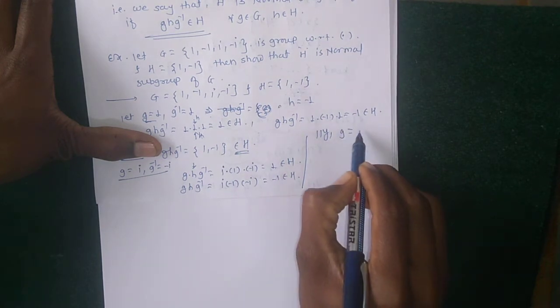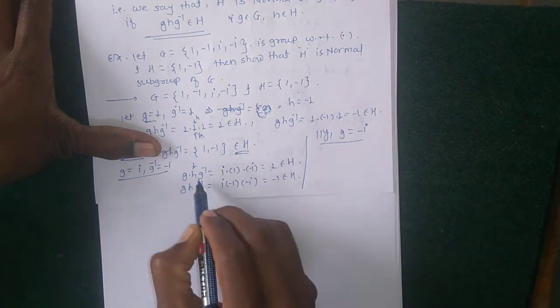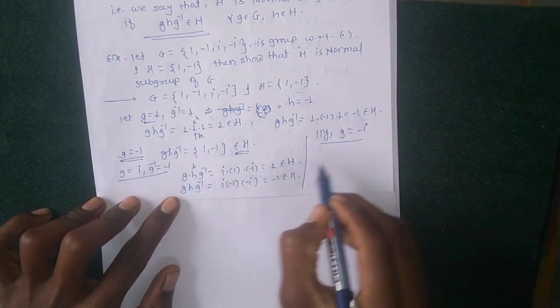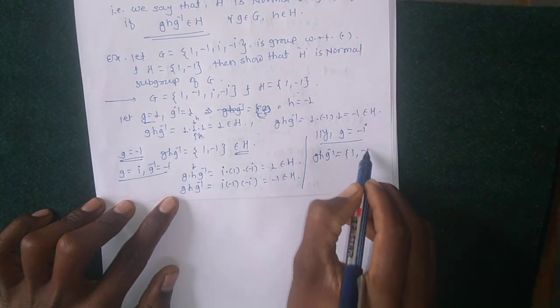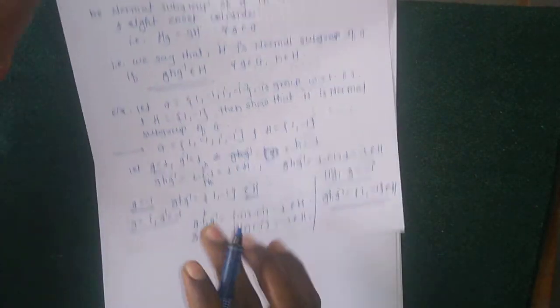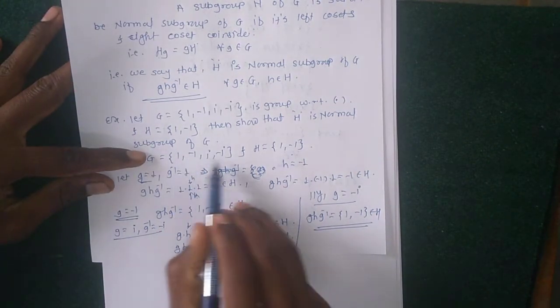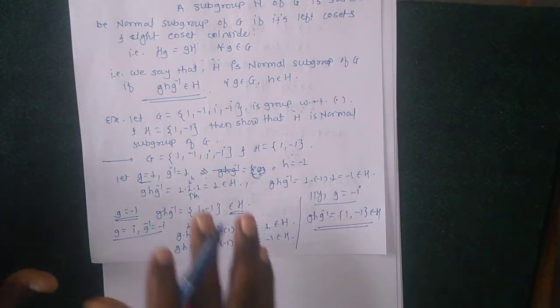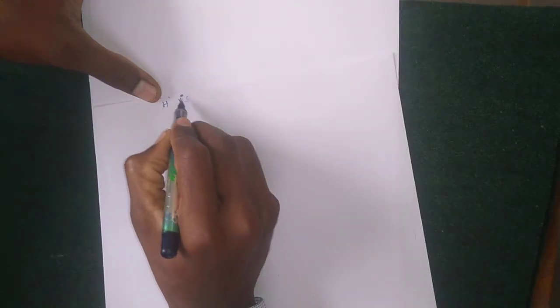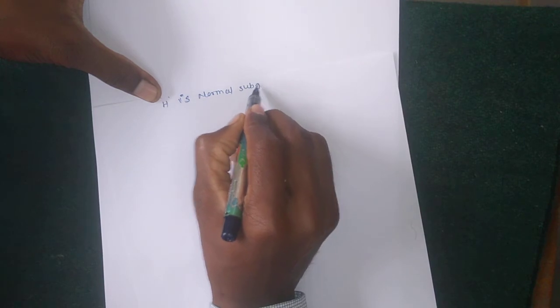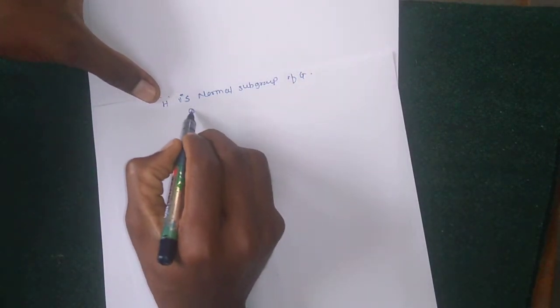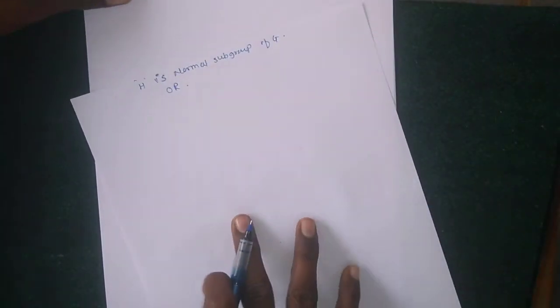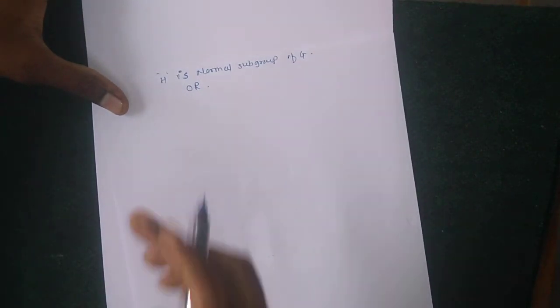Similarly for g equal to minus i, the same holds: g h g inverse belongs to H. Therefore, for all g belongs to G, g h g inverse belongs to H, so H is a normal subgroup of G. Or, to show it another way, we show that the left coset and right coset are the same.